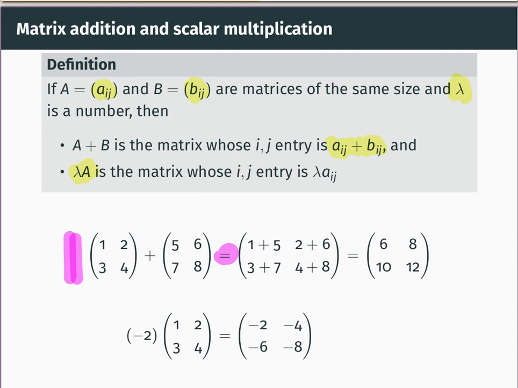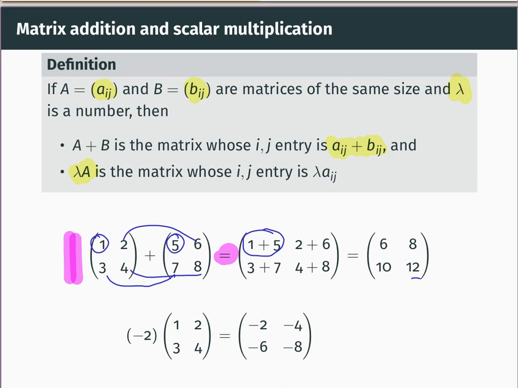So to find the entries of the sum, in the top left here you've got the sum of the top left entries 1 and 5 of the two matrices. So you've got 1 plus 5, 2 plus 6, 3 plus 7, and 4 plus 8, and the result is the matrix whose entries are 6, 8, 10, and 12, like this. So that's how matrix addition works.